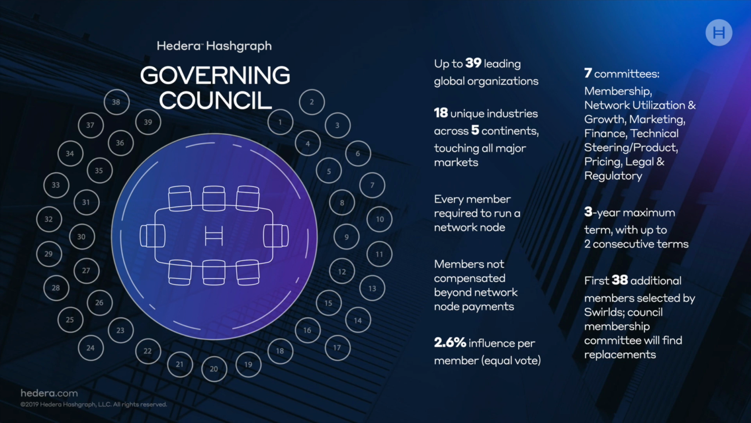continents. Each member is required to run a mainnet node, and members are not compensated beyond network node payments in HBAR cryptocurrency. It's decentralized across time as well, not just industry and geography. There's a 3-year maximum term with up to 2 consecutive terms.